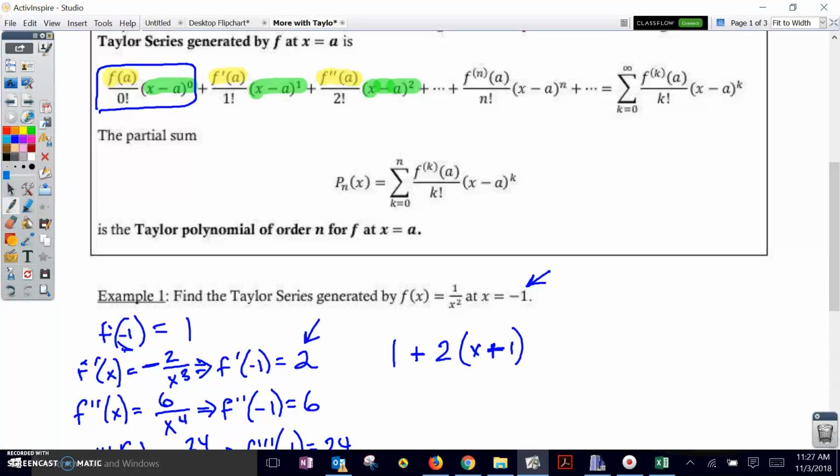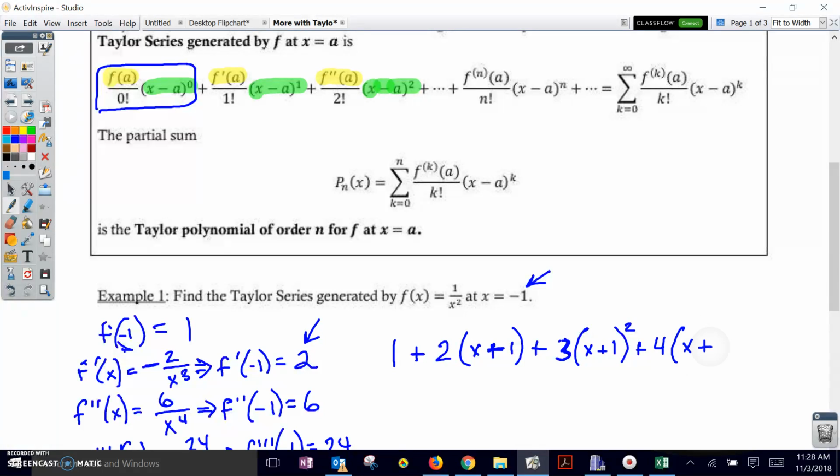And my third term is going to be f double prime at a divided by 2 factorial. So we've got 6 divided by 2 factorial. 6 divided by 2 is 3, times the quantity x minus a to the second. And then for the next term, we've got f triple prime of a, which is 24, over 3 factorial, which is 6. 24 over 6 is 4.